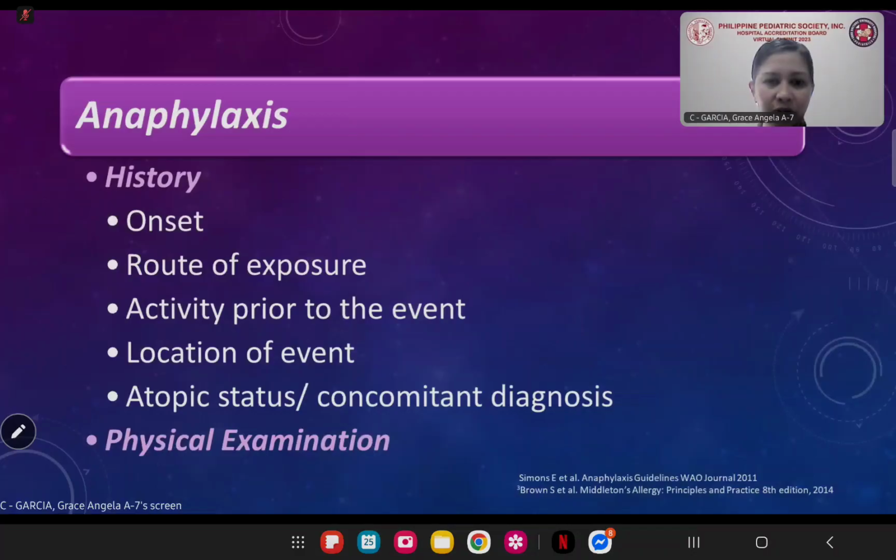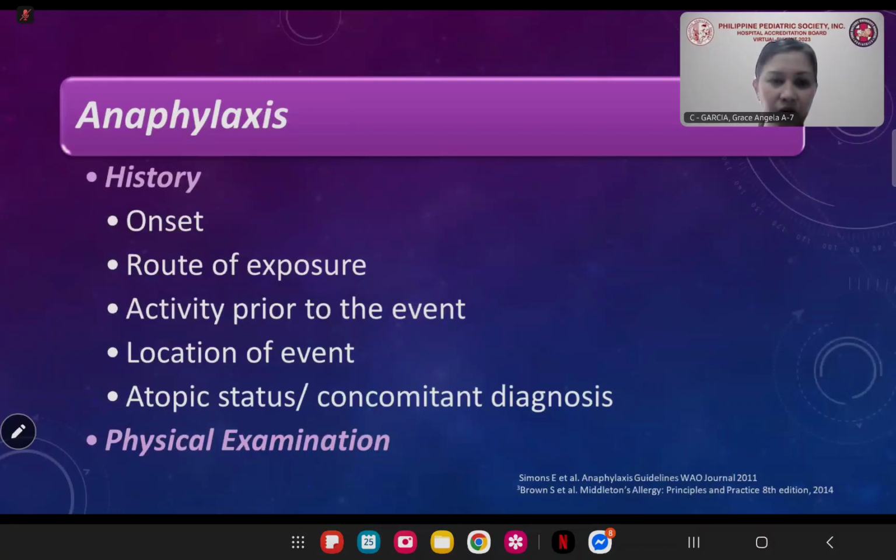Next would be the route of exposure, be it orally, through inhalation, or, the more common setting in the hospital, IV injections, IV antibiotics, etc. And then, what was the activity prior to the event? They were having a party, for example, or the patient was just in school, or in the park. Also the location of the event. Where did the symptoms happen? At home, in school, or at the hospital.